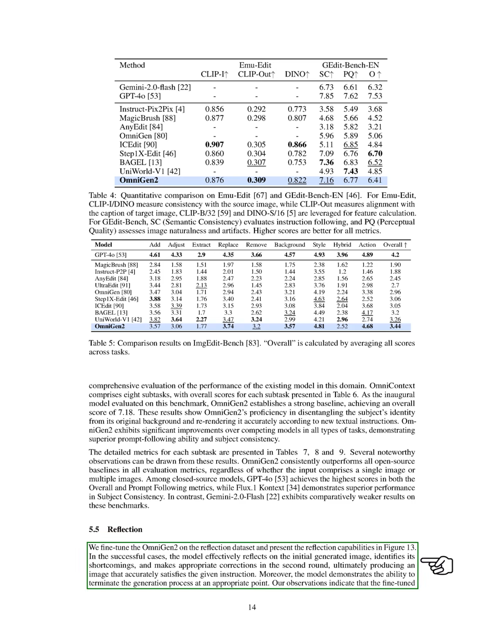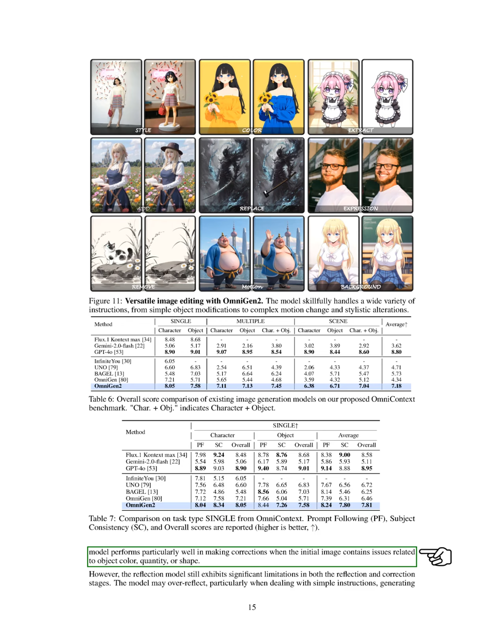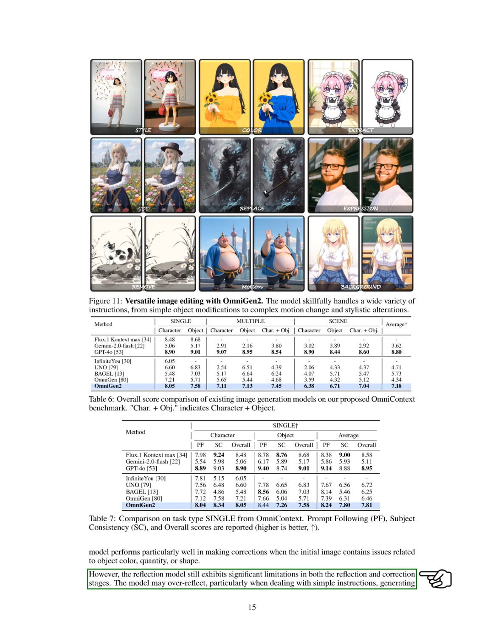Section: Reflection. In this section, we fine-tune OmniGen2 using the reflection dataset and showcase its reflection abilities. We observe that in successful cases, the model reflects on the initially generated image, recognizes its flaws, and makes necessary adjustments in the second round, resulting in an image that meets the given instructions. Additionally, the model can appropriately end the generation process. Our findings suggest that the fine-tuned model excels at correcting issues related to object color, quantity, or shape in the initial image. However, we also identify significant limitations during both the reflection and correction phases.